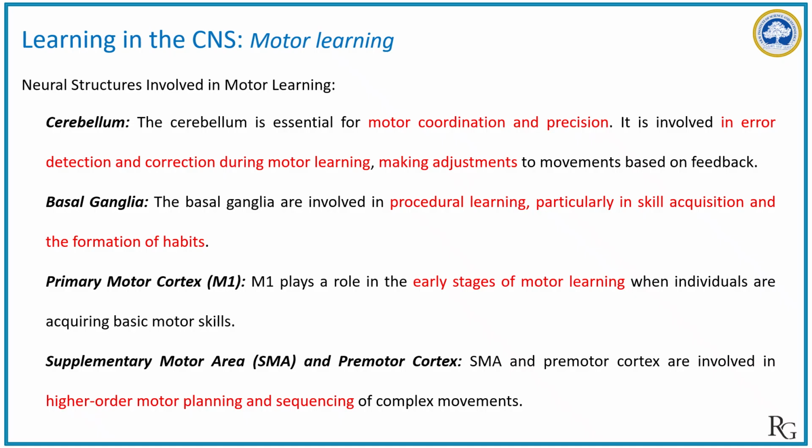So when we talk about motor learning, it's not only single brain regions that work. Instead, there is a network: the cerebellum for error correction, the basal ganglia for habit formation, the motor cortex for skill acquisition, the premotor areas for complex planning. All these areas work together to make learning and refining movement possible.